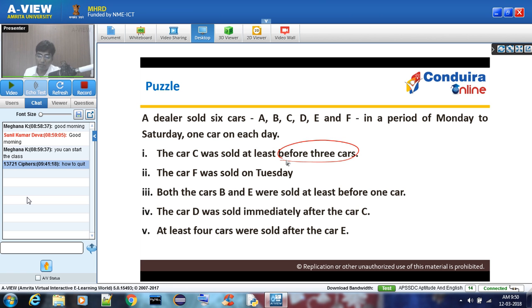If I look at Monday, Tuesday, Wednesday, Thursday, and Friday, there should be at least three cars after C. So C should be among Monday, Tuesday, or Wednesday. Because even if it is sold on Wednesday, it gets three other days: Thursday, Friday, Saturday for the other three cars. Car F was sold on Tuesday. That's good news.